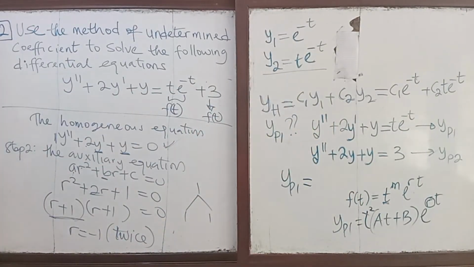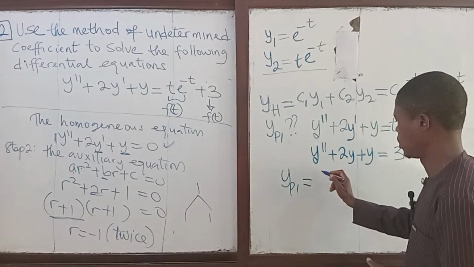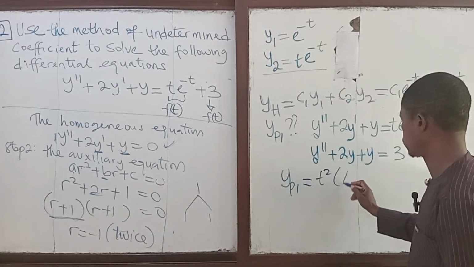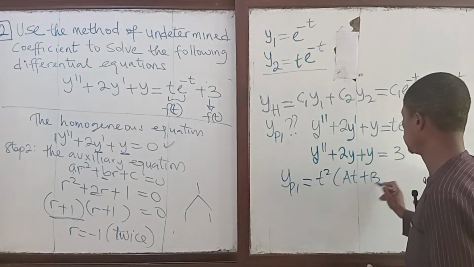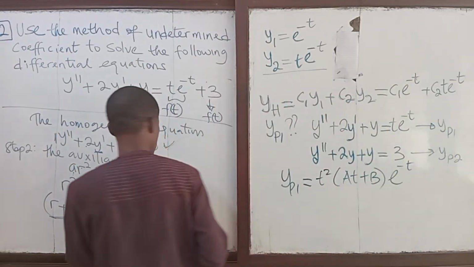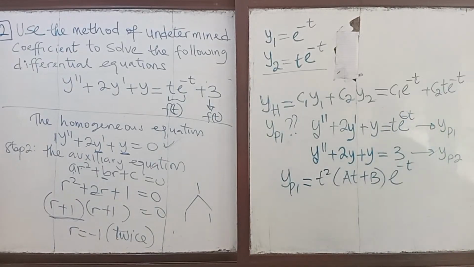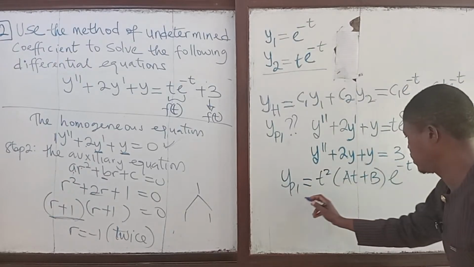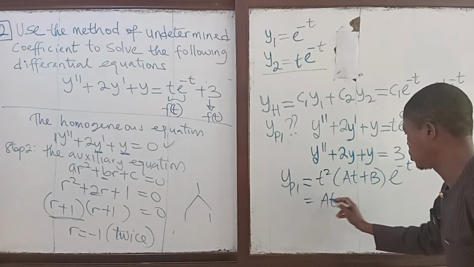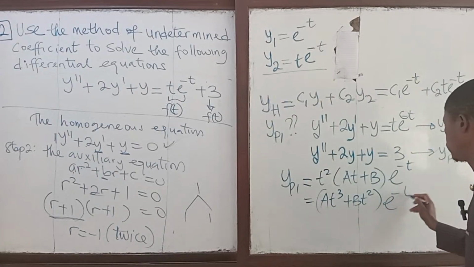So yp1 will be equal to t squared times the linear expression at plus b, and then don't forget the exponential attached to that. Because your auxiliary equation root is -1, this one is also -1. So can we open the brackets? That will be at cubed plus bt squared, times e to the power minus t. That's the yp1.